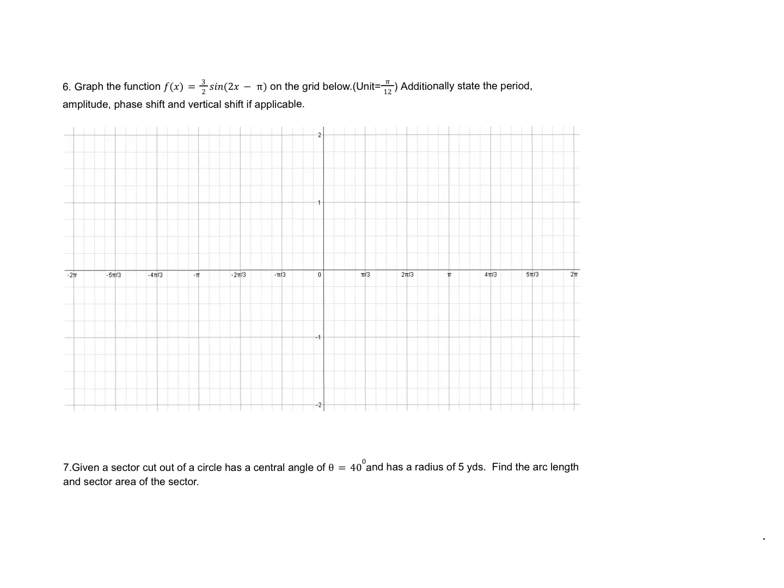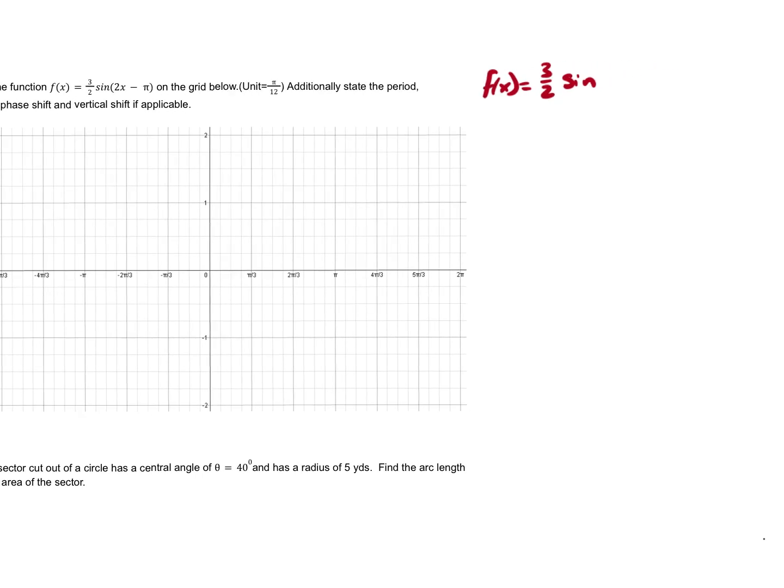Okay, let's look at number 6, which talks about the graph of this. So like we said in class, we're really focused on the period, the amplitude, the phase shift, and vertical shift. So the first thing we have to make sure is that we have the number in front of x factored out. So if I look at this, I have a 2x minus pi.